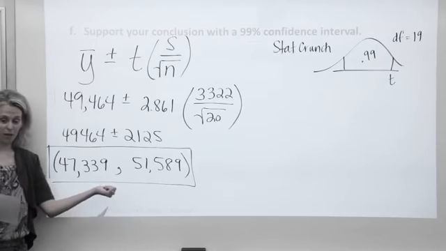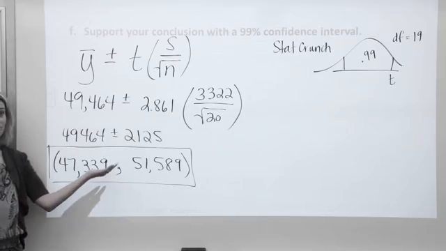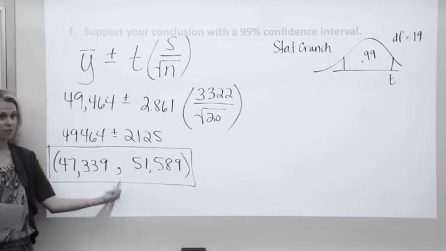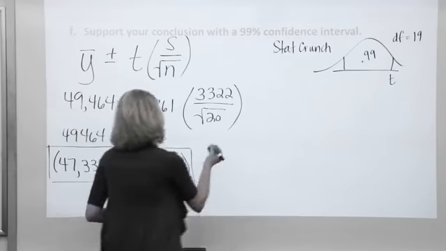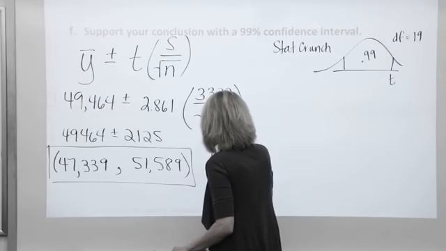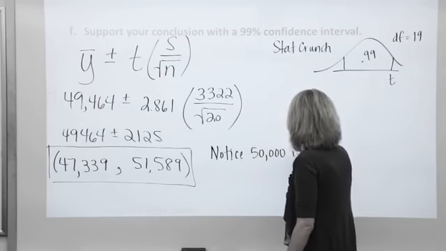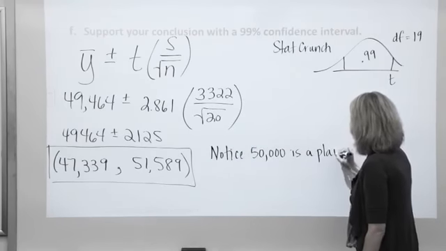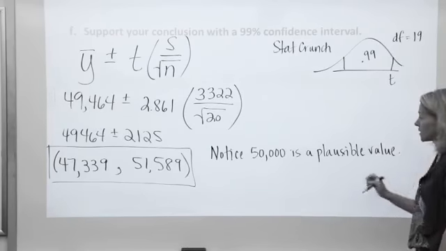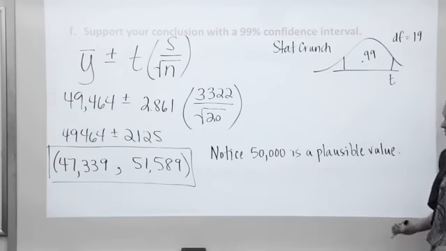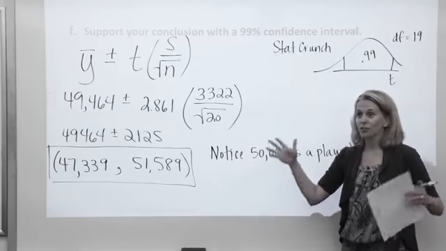And to sort of tie this back to the hypothesis test, we wanted to know if on average they last 50,000 miles, and you'll notice that 50,000 is a plausible value. It's inside that interval. So just a note here. It's inside that confidence interval.